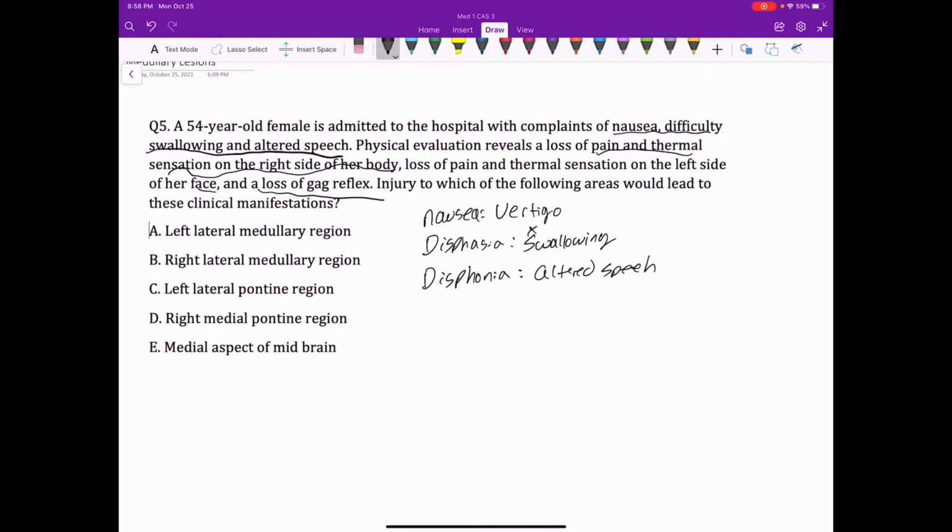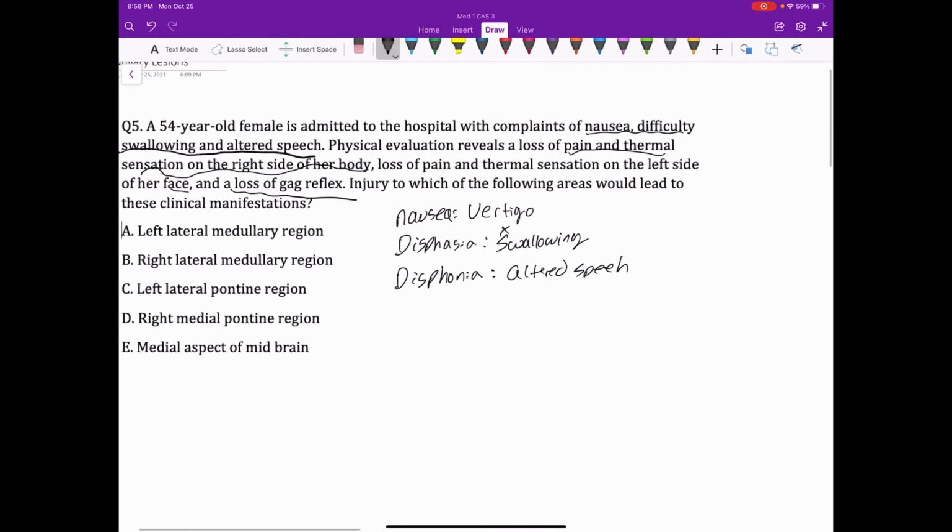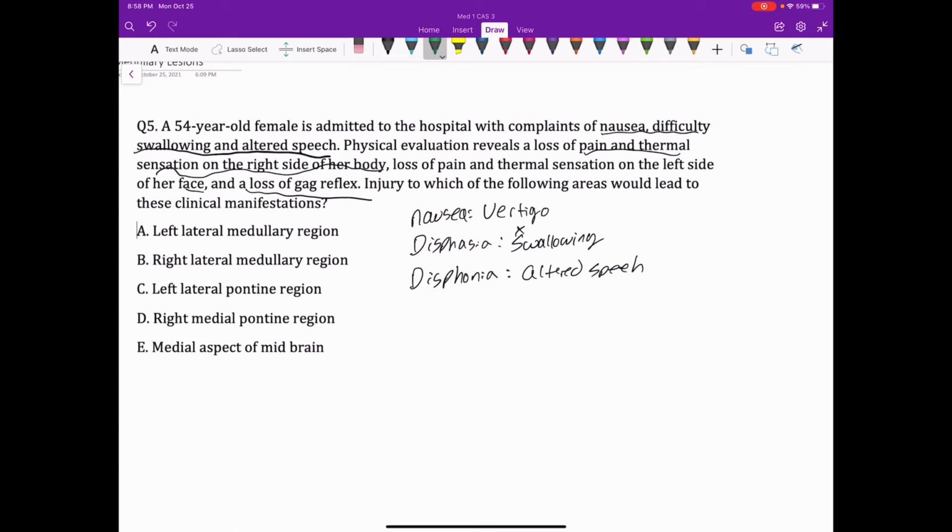Physical evaluation reveals a loss of pain and thermal sensation on the right side of her body. Actually, before I write that, we're going to do pain and sensation on which side of the body? Right side of her body. What tract gives us sensations to our body, the leg and the arm? Our medial lemniscus pathway, specifically the dorsal column medial lemniscus pathway. So this is going to be pain, thermal is temp, and sensation on the right side.